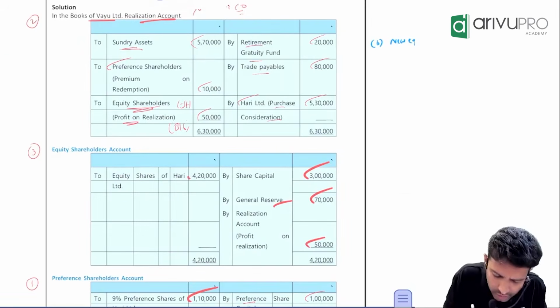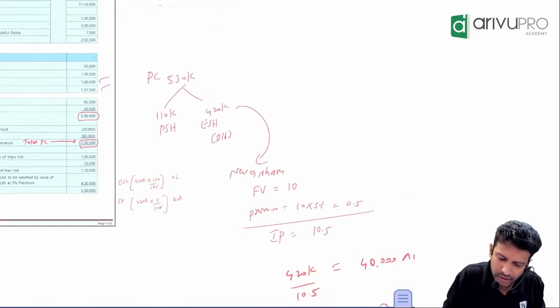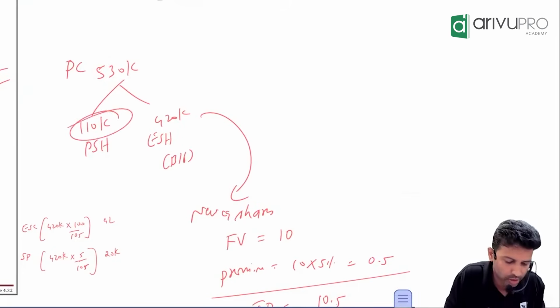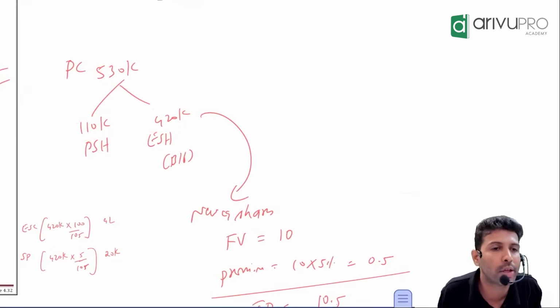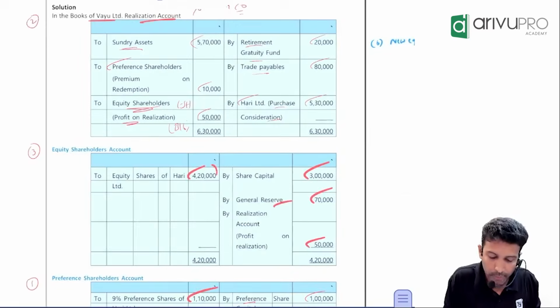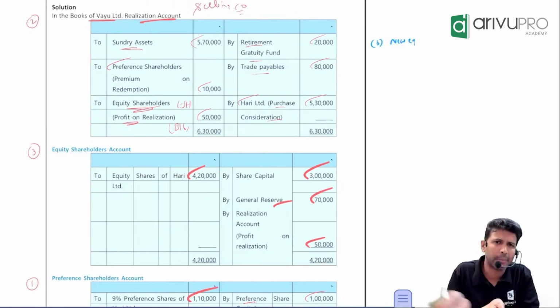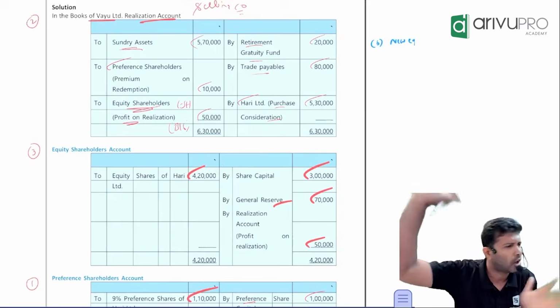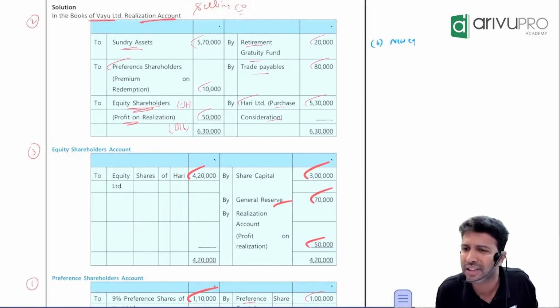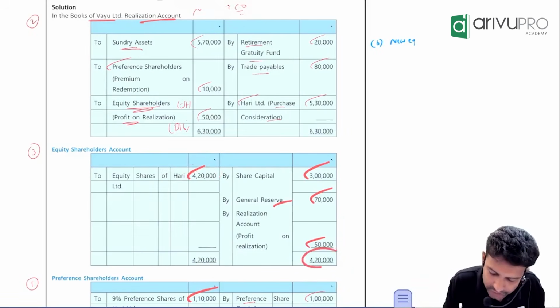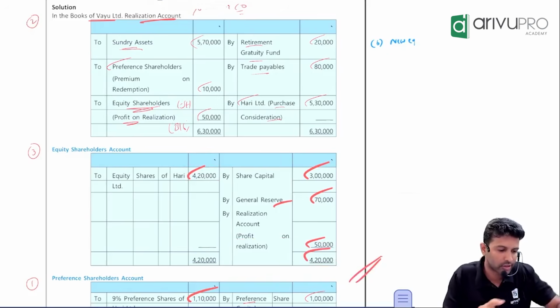How much is it worth? 4,20,000. We already calculated that, no? In 530, preference shareholders took 110. Balance 420 was given to equity shareholders. That we have posted. Yes, sir. Surplus cash. Here, cash of the selling company was missed out or already taken over? Already taken. So we don't have any surplus cash. Check this side total 420. That side also 420. Congratulations, you're finished.